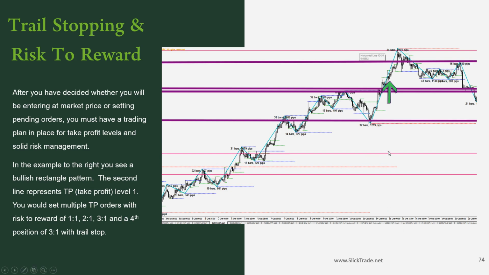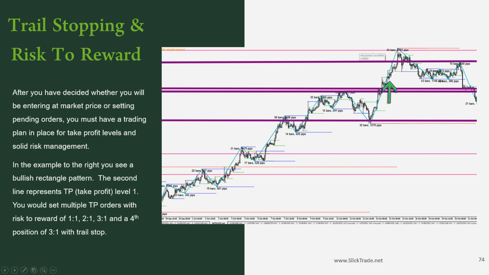In this example to the right, you see a bullish rectangle pattern, the same example as the last one. The second line represents your take profit level 1, and you would set multiple TP orders with a risk to reward of 1 to 1, 2 to 1, 3 to 1, and a fourth position of 3 to 1, but with a trail stop. Now in this scenario, it only hit your take profit 1.